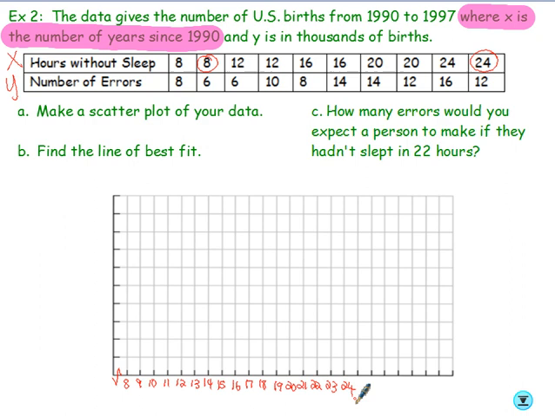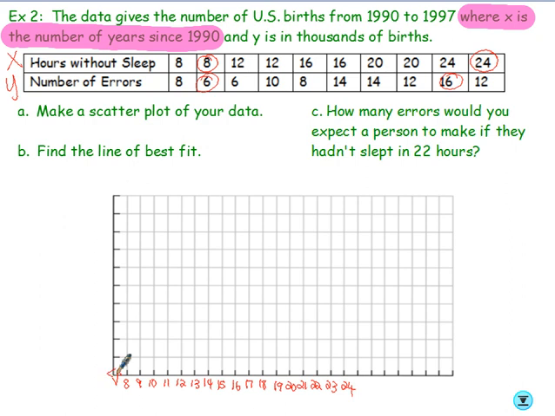Okay, so let's look at our y values and do the same thing. Number of errors. Looks like our lowest number is 6, and our highest is 16. Well, 16, take away 6, leaves us with 10. So let's take a look at how many boxes we have. 1, 2, 3, 4, 5, 6, 7, 8, 9. We have perfectly 10. So we can go ahead and start with 6.